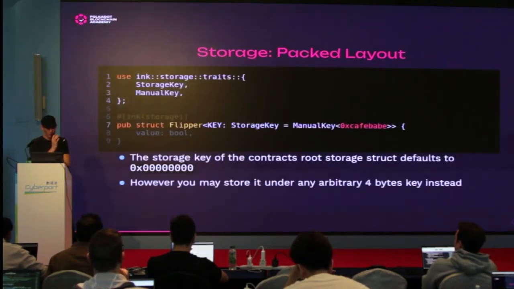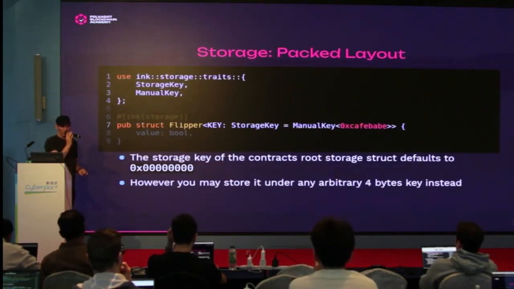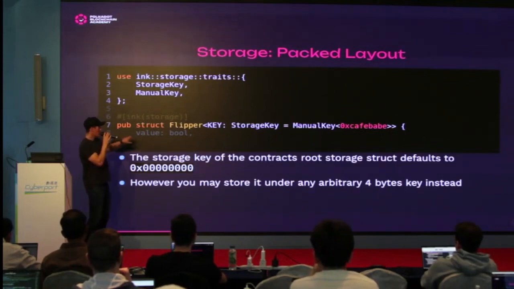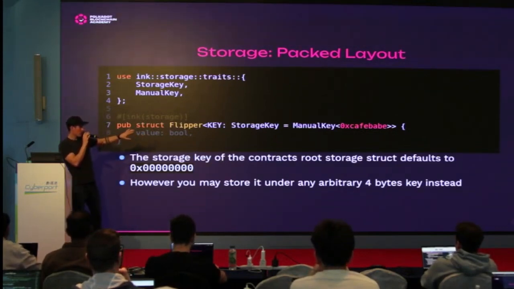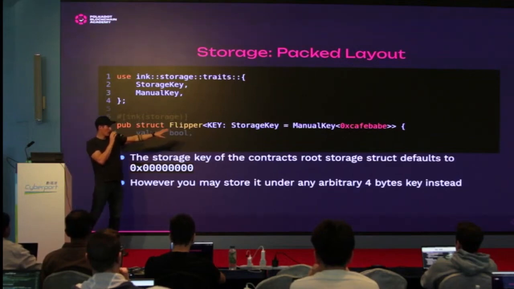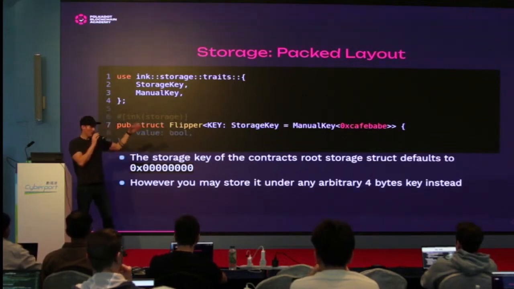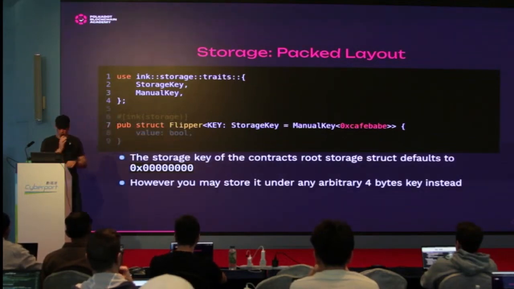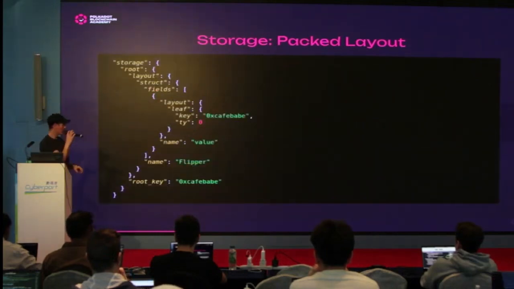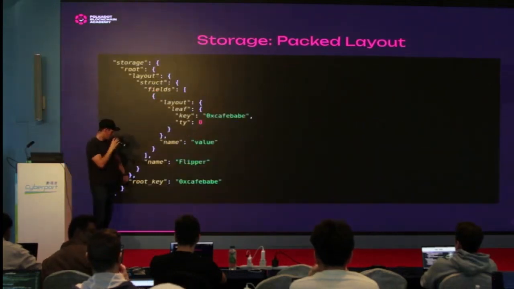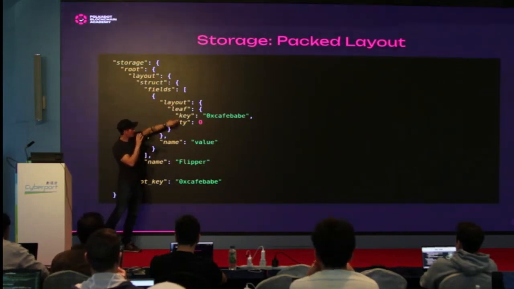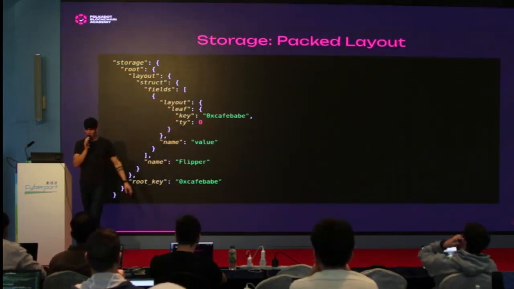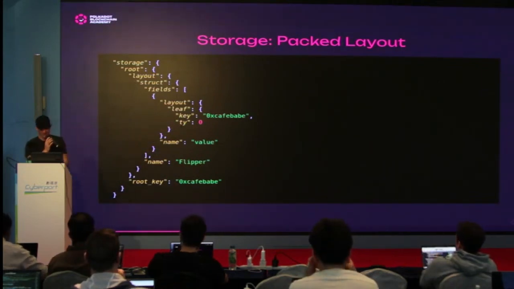So here's an example of a flipper again. It has the root storage, so it has this Boolean value. In this case, we manually define the key under which this is going to be written. So this is the state of the storage. Here's the root key, and under it you have the single value, a Boolean, which is false.